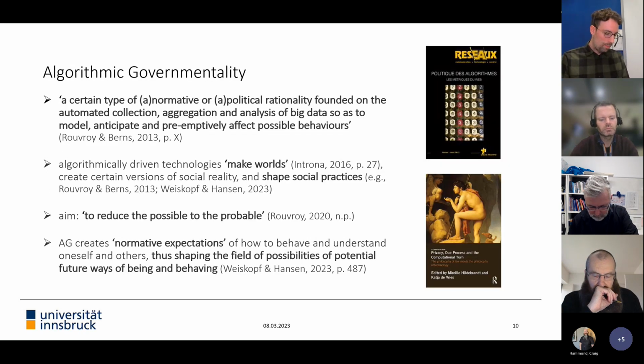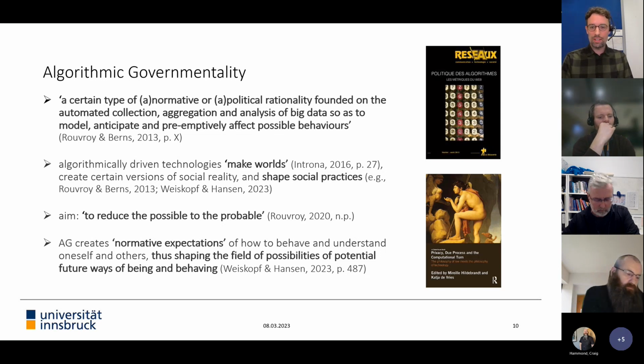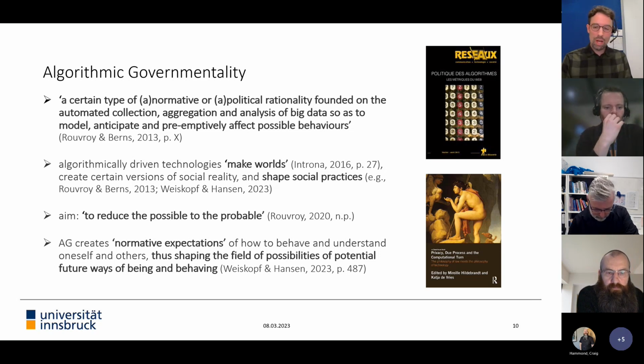And Rouvroy and Berns build on these ideas of Foucault and define the concept of algorithmic governmentality as follows. It's a certain type of anormative and apolitical rationality founded on the automated collection, aggregation, and analysis of big data, so as to model, anticipate, and preemptively affect possible behavior. And Rouvroy and Berns argue that this form of guidance of behaviors is problematic insofar as it claims to be fundamentally harmless and completely objective, because it refers to a reality that is grounded in the statistical processing of data traces, and thus is apparently free of social norms and free of political interests.